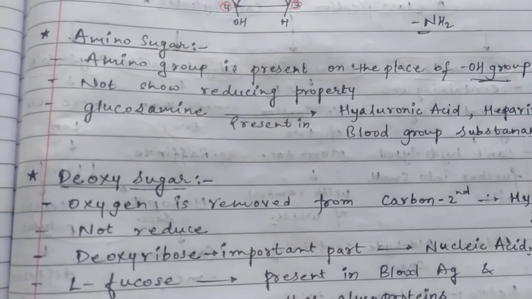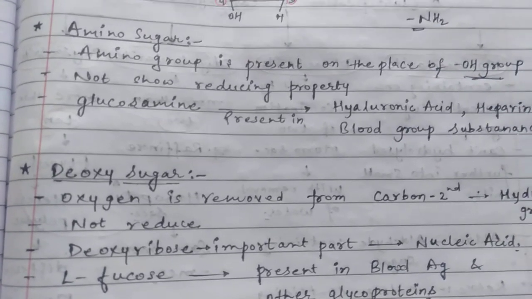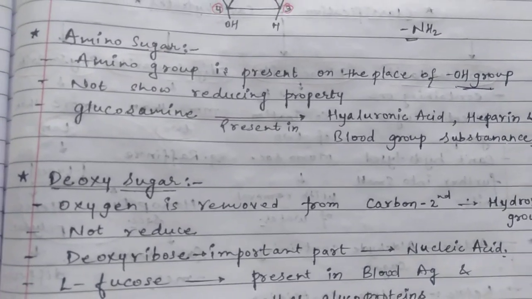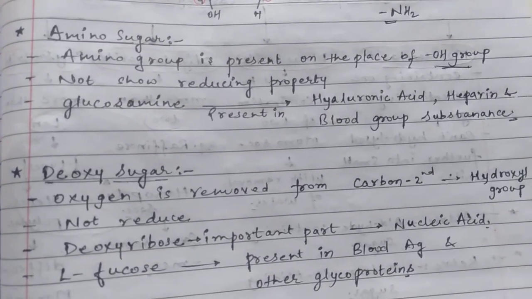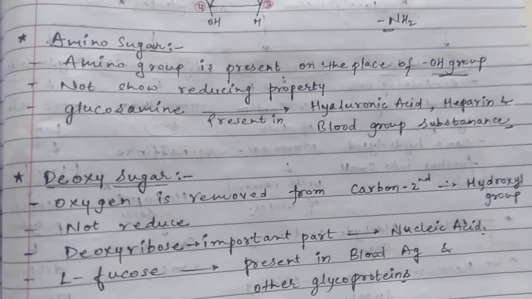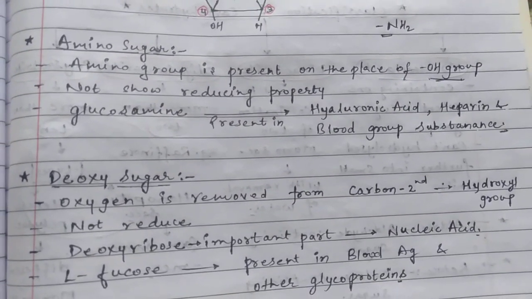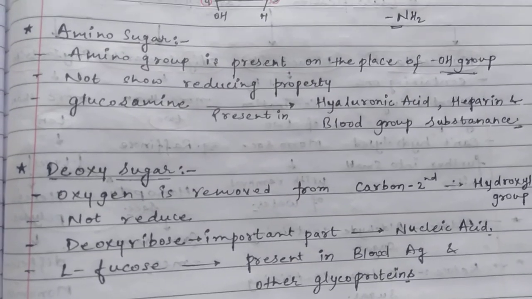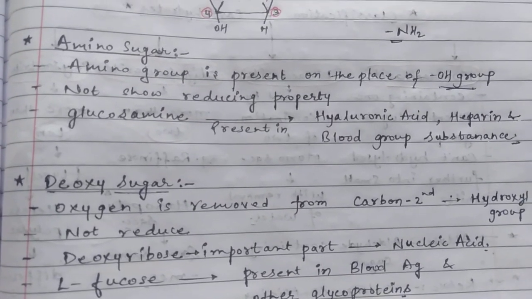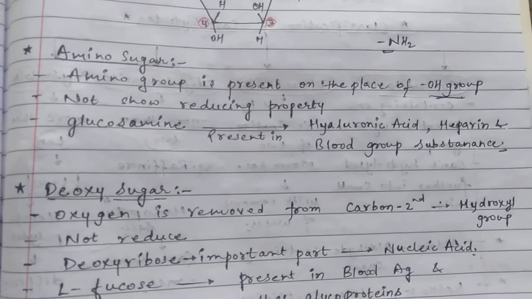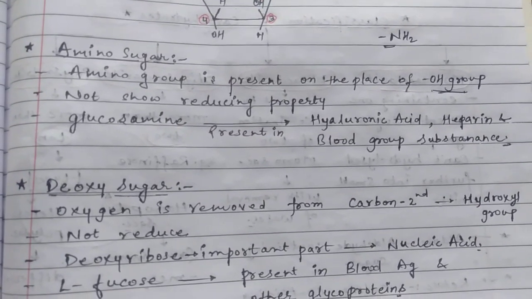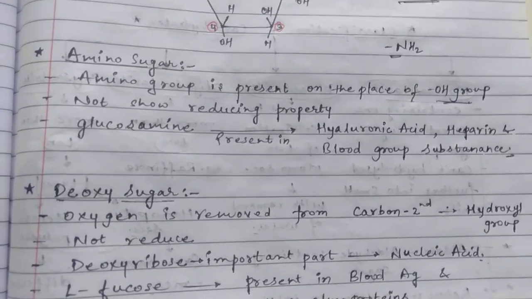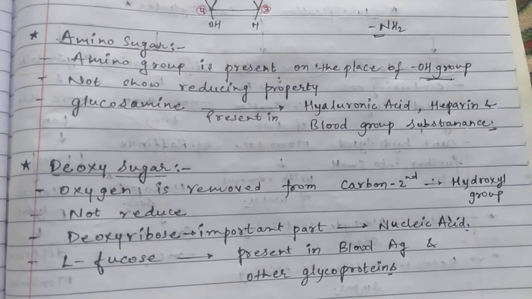Then student, this is a non-reducing sugar. Non-reducing sugar means, I think you have studied about Fehling reagent and Tollens reagent. This sugar cannot reduce these two reagents, Fehling reagent and Tollens reagent. Those sugars which can reduce the Fehling reagent and Tollens reagent are known as reducing sugars, and those sugars which cannot reduce the Tollens and Fehling reagent are known as non-reducing sugars.